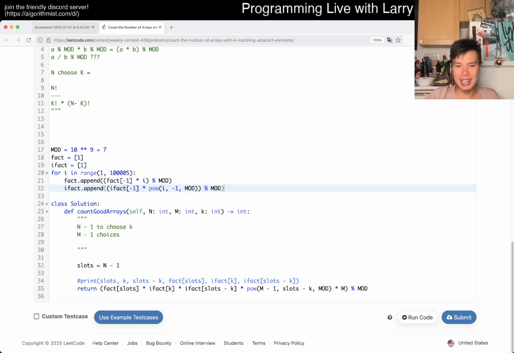And here I just wrote it a little bit differently, which is slots is equal to n minus 1. So we have n minus 1 slots to choose from. This is the fraction that we talk about, which is the n minus 1 choose k, right? So that's the factorial over k factorial over slots minus k factorial. And this part is just m minus 1 to the number of slots where it is not the same. Remember the mod is part of the power, because you do one mod power, otherwise it gets too big. And then times m, as we talk about the choice for the first number, right? And that's pretty much it.